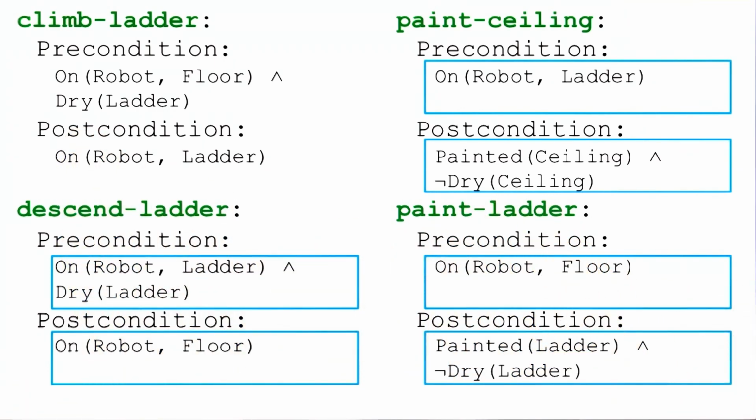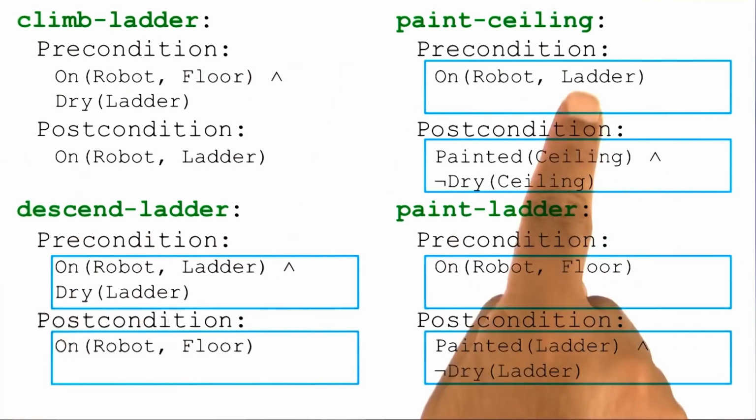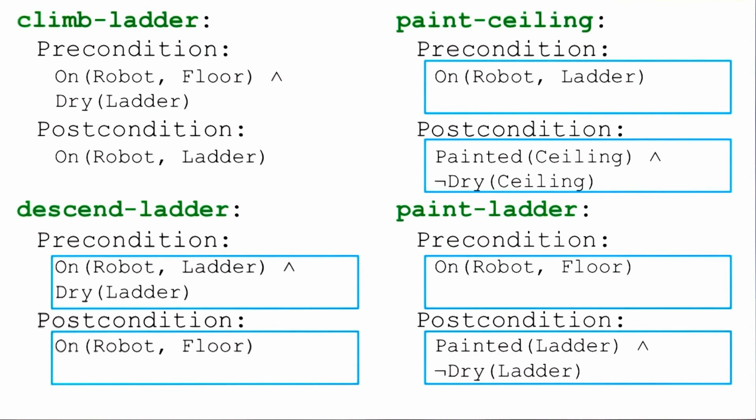Similarly, for painting the ladder, the robot has to be on the floor. It can't paint the ladder while it's standing on it. And the postcondition is that the ladder is painted and that the ladder is not dry. This is right, David. Let us note a couple of other things. First, note how propositional logic is providing precision to the specification of these operators. That's the power of logic.